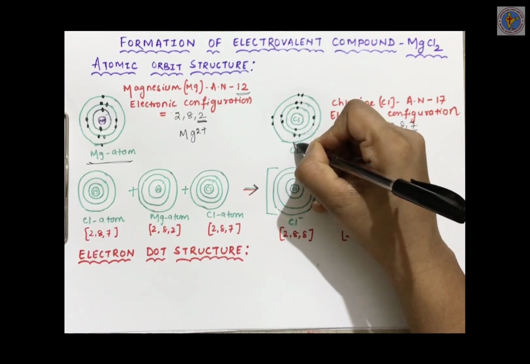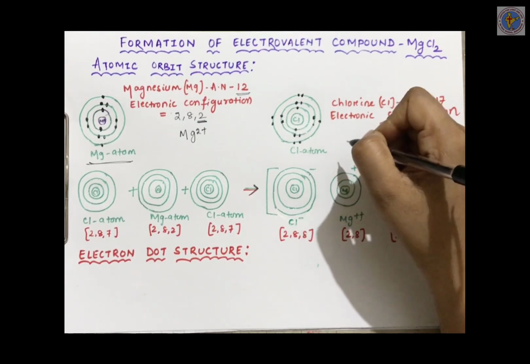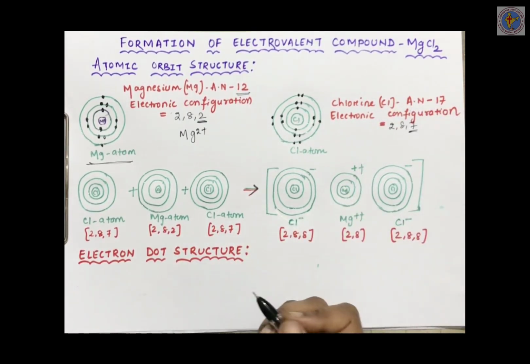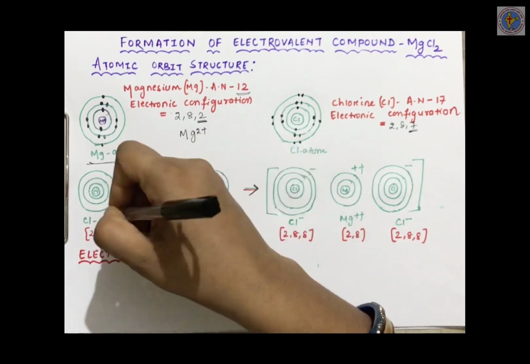1 2 3 4 5 6 7, right? So this is all about the chlorine atom. So now let us draw the atomic orbit structure of MgCl2. Okay, so as we know, let us first fill up this one.